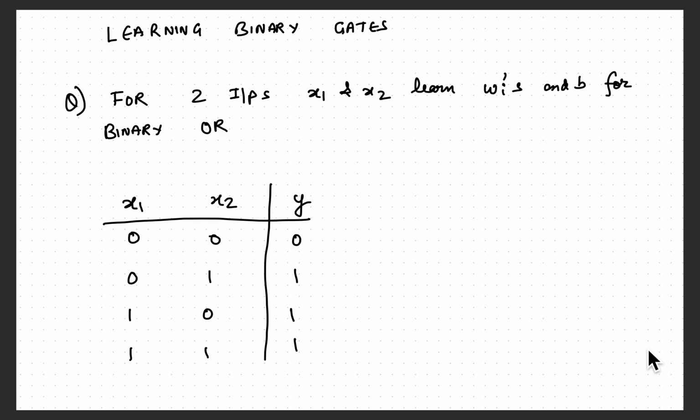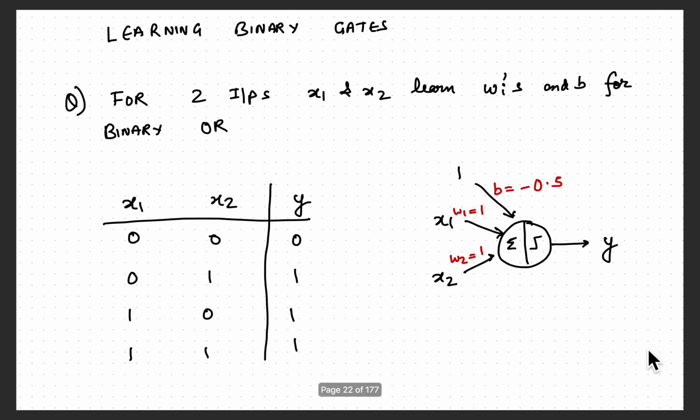I'm assuming you stopped the video and thought about the solution. The solution which I have is W1 is 1, W2 is 1, and B is minus 0.5. By the way, you could have anything in proportion to these numbers also, and you could have various other possibilities which would still satisfy and give you the correct answer for a binary OR. This is just one simple way I thought about the solution.